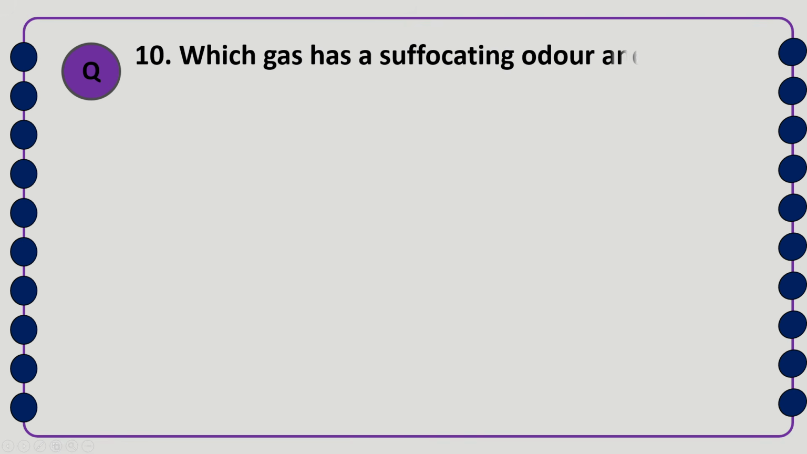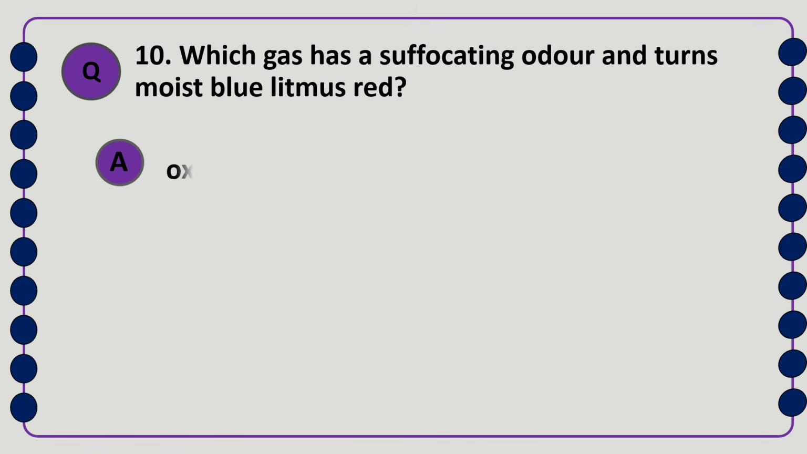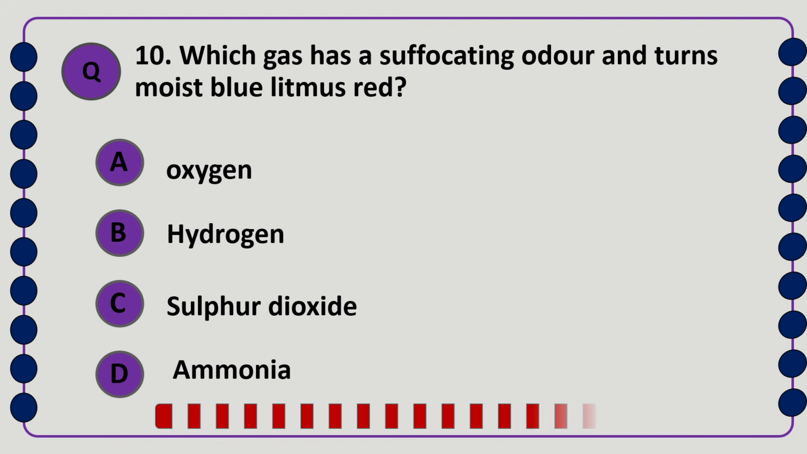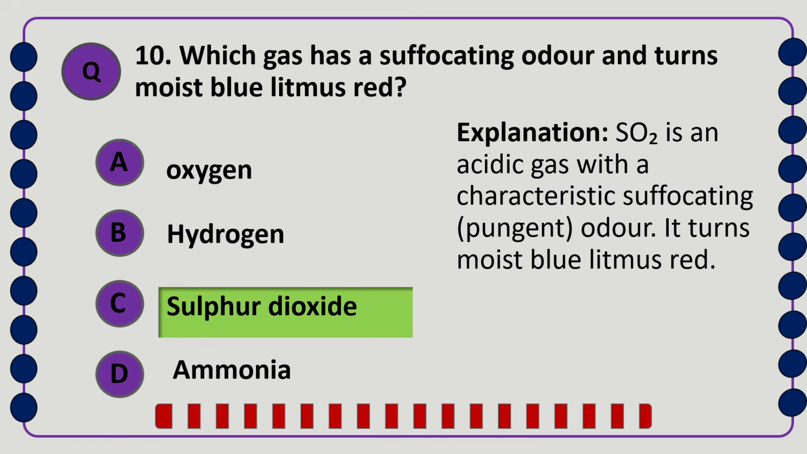Which gas has suffocating odor and turns moist blue litmus paper red? We will be able to answer only when the options are displayed: oxygen, hydrogen, sulfur dioxide and ammonia. Two options are very weird. Sulfur dioxide. Sulfur dioxide is what kind of gas, students? It's an acidic gas with characteristic suffocating odor. It turns moist blue litmus paper red.